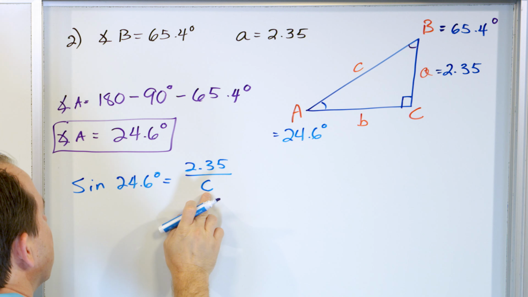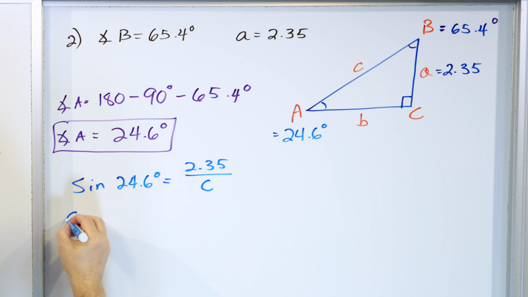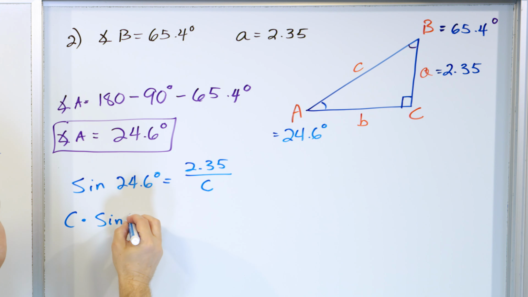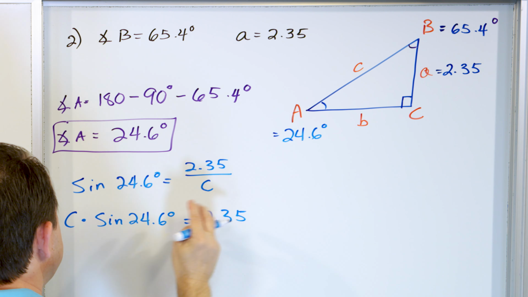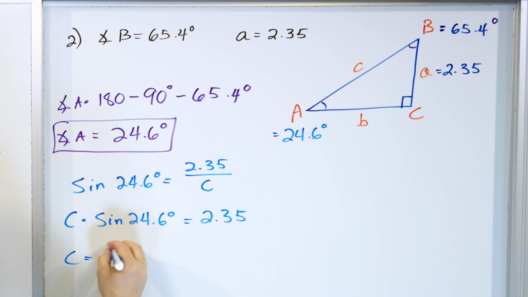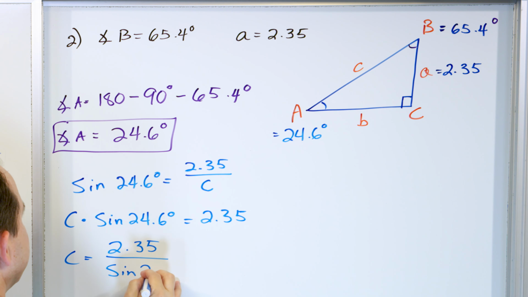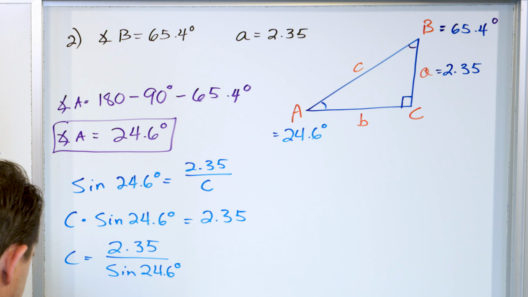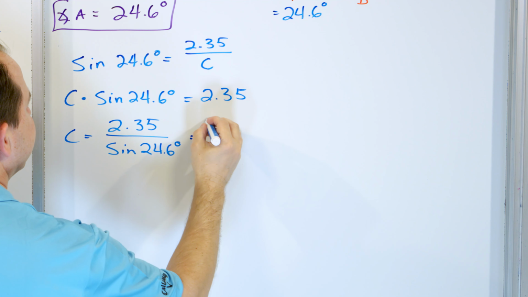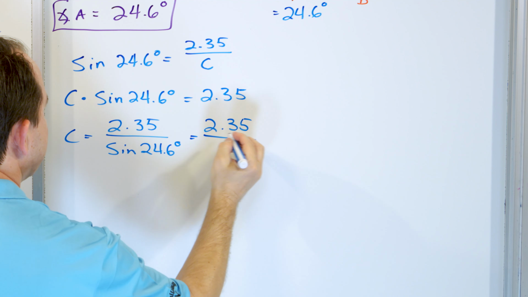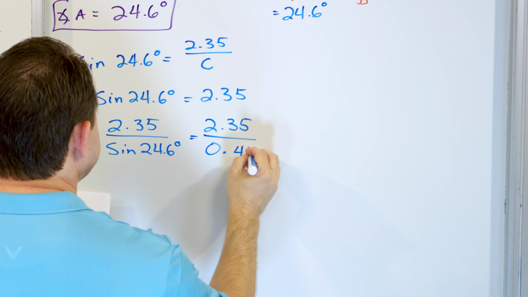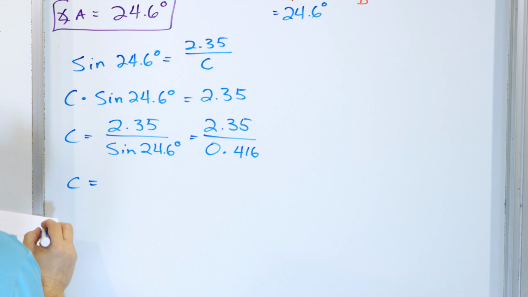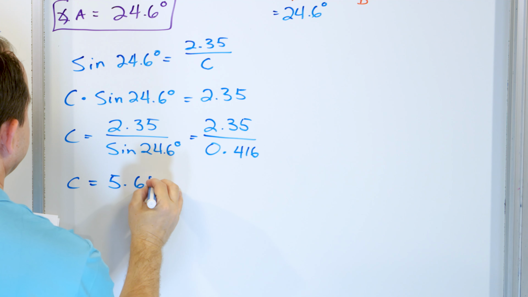Now we want to solve for the variable C. If we multiply both sides by C, we'll get C multiplied by the sine of 24.6 degrees, and that's going to equal 2.35. Then if I divide over here, C is equal to 2.35 divided by the sine of 24.6 degrees. The sine of 24.6 degrees works out to be 0.416 in a calculator. And then 2.35 divided by this, you'll get 5.65.